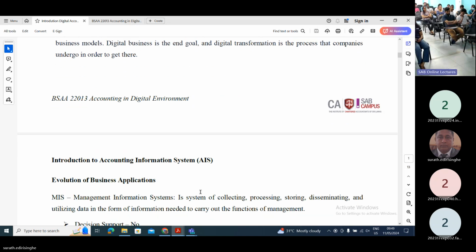But now we will turn to the part we just completed on digital business. Digital business, digital accounting, digital transformation, the common elements of digital, those parts are complete. Now we will move into the development of enterprise resource planning.